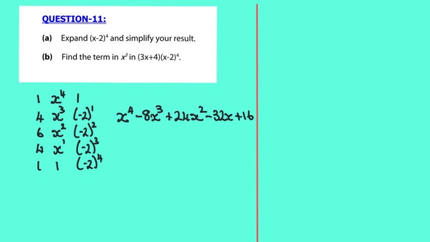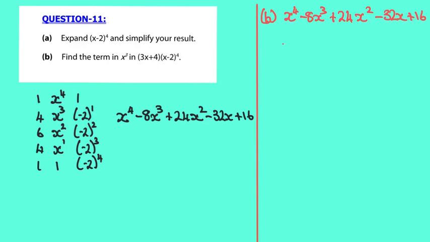Part B. Find the term in x cubed in the expansion 3x plus 4 times x minus 2 to the power of 4. In this question, we start with our expansion for x minus 2 to the power of 4, which is x to the power of 4 minus 8x cubed plus 24x squared minus 32x plus 16. We now multiply that expansion by 3x plus 4. So we want to know in that expansion which terms will give us an x cubed.